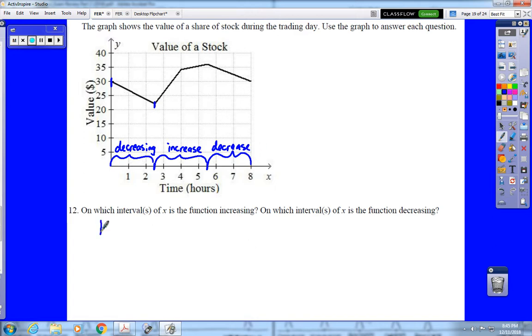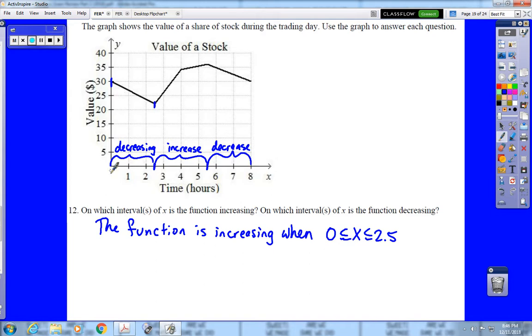So we would say the function is increasing when x is between 0 and 2.5. That's 0 to 2.5. Oh, I lied. That's not when it's increasing. Wow, smooth. Let's try that again. It's increasing in that middle section. That middle section is between 2.5 and 5.5. That is when the stock is increasing.